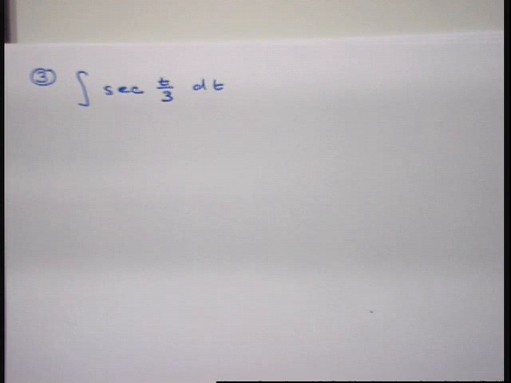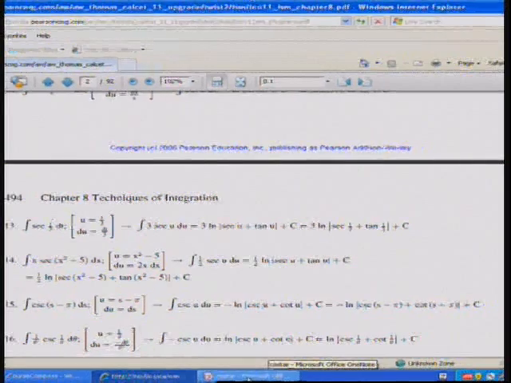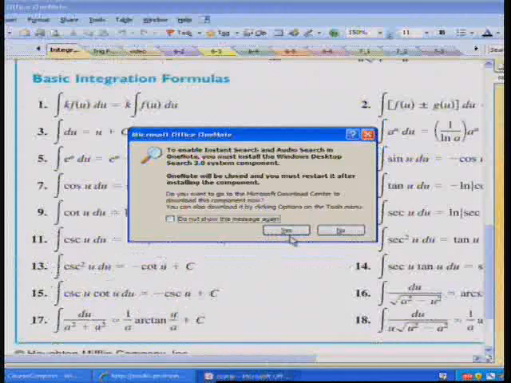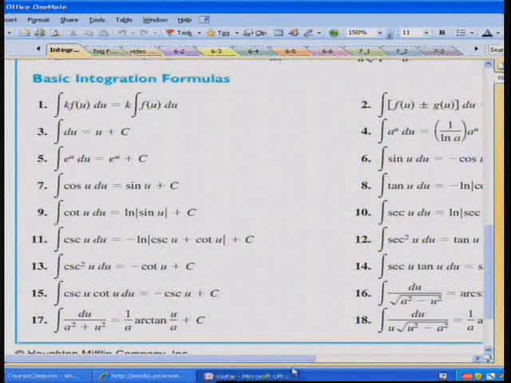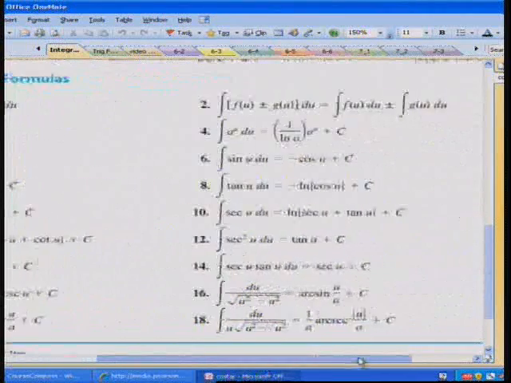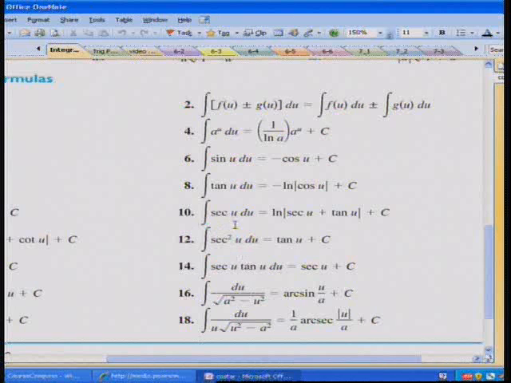Do we know the antiderivative of the secant? Well, if you go to your sheet, let me see. Yes, it is on our sheet. Number 10, the antiderivative of secant is ln secant u plus tangent u plus c. Okay?